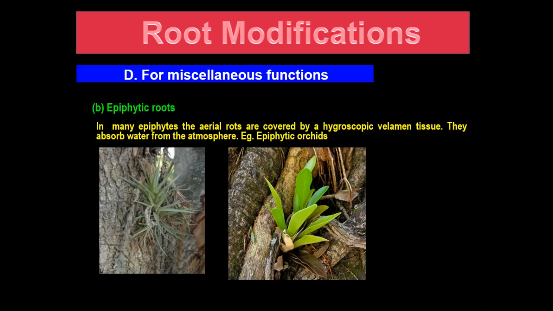Some epiphytic orchids develop a special kind of aerial roots which hang freely in the air. These roots develop spongy tissue called velamen tissue, which is present at the tip of the root. This velamen tissue helps in absorbing water from the moisture in the surrounding air. It easily absorbs water from the moisture. For example, Vanda and Dendrobium. These are the examples for epiphytic roots.